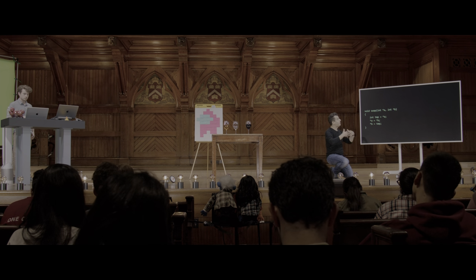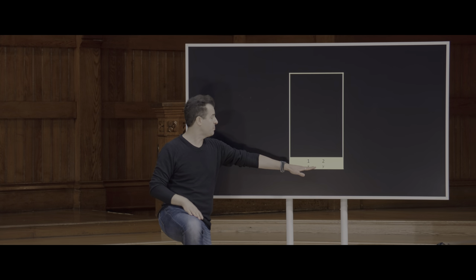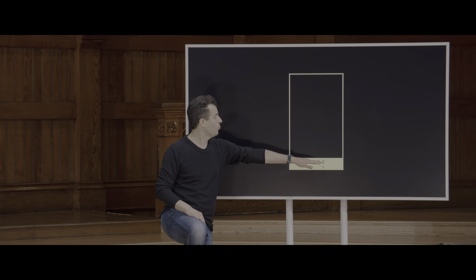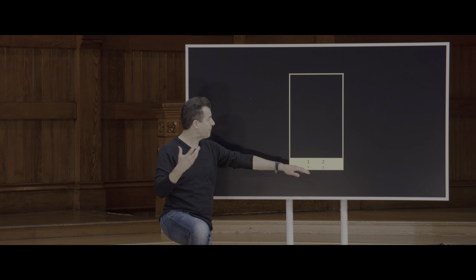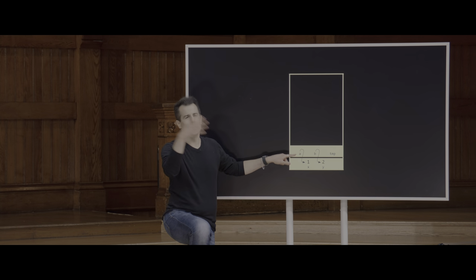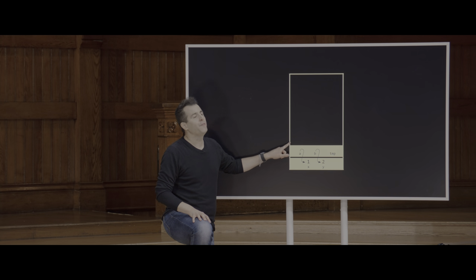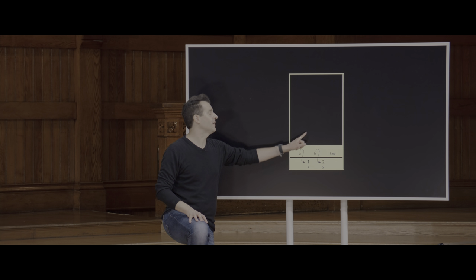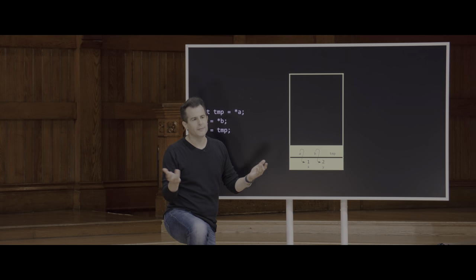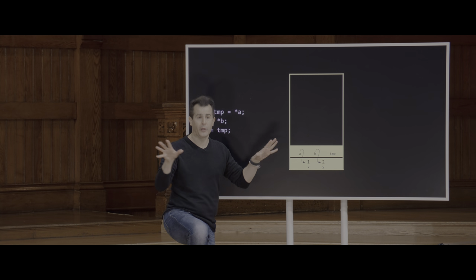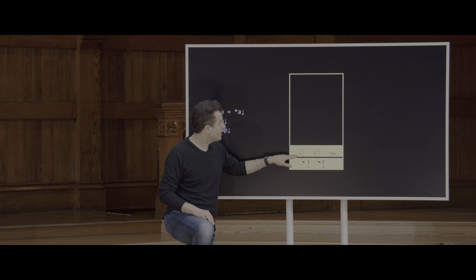So if we advance now to the pictorial version of this, here's the same story as before with main. And x and y are 1 and 2 respectively. When swap gets called now, notice, and I'll do it with arrows here, a is effectively pointing to x. B is effectively pointing to y. If we really get into the weeds, these are actually addresses. But who cares about the specifics? It's really just the concept here.